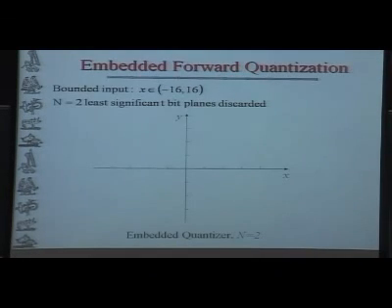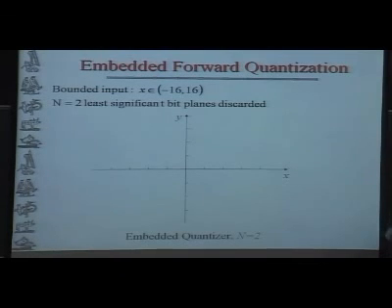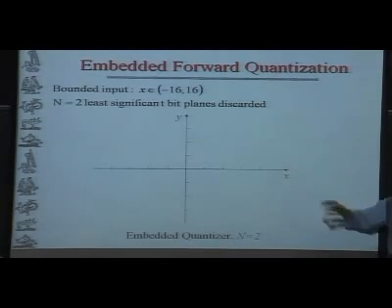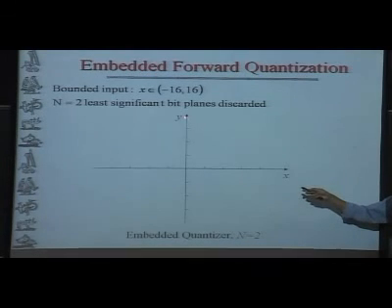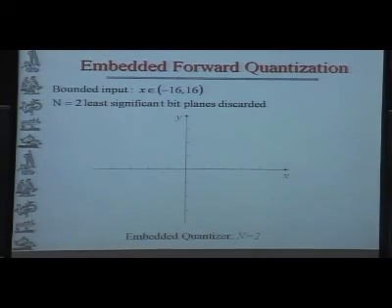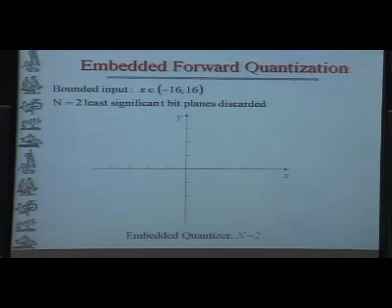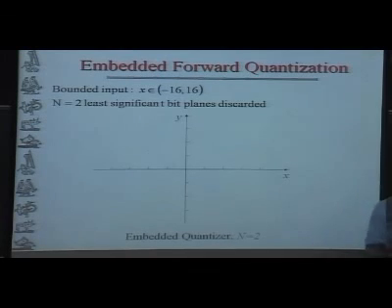So let's think about our mapping. What exactly is the mapping between x, y and x hat? x is the input of the quantizer, y is the output of the quantizer, and then x hat will be somewhere in the middle here, which is the reconstruction. So let's take this very simple example. I will have a bounded input x between negative 16 and 16. I will throw away the two least significant bits.